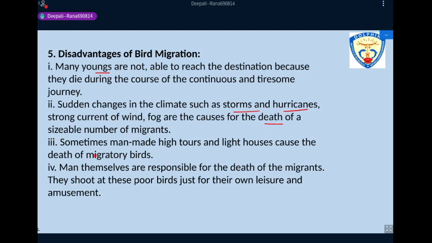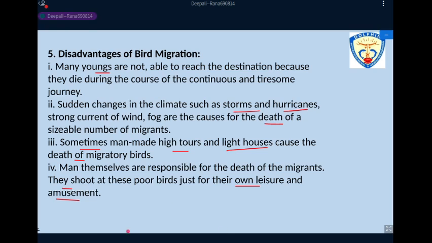Okay. The third disadvantage could be man-made, such as high towers and lighthouses. They will act as an obstacle in the route of the birds, and that will lead to the death of migratory birds. And lastly, man himself is responsible for the death of migrants. What will happen? We shoot at times when we know that the flocks are migrating. We will shoot at these birds, and this is done for our own leisure and amusement.